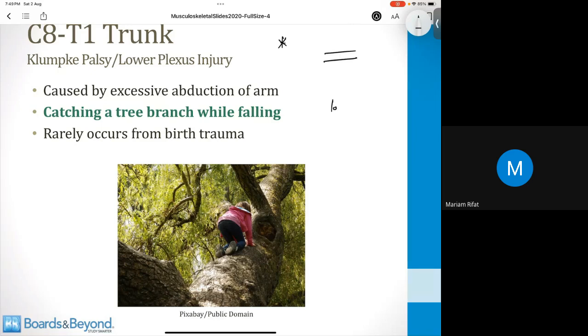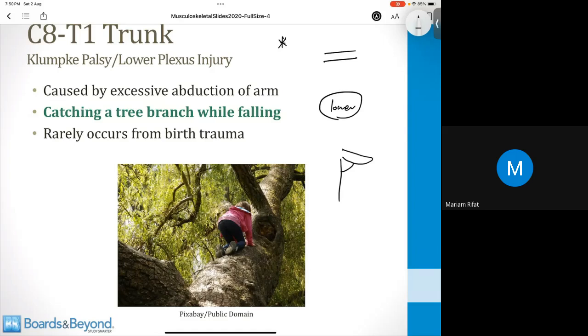Let's discuss the lower trunk. How can we have damage to a lower trunk? For example, if you have a child who climbed a tree and is falling, suddenly he just holds a branch of a tree, right? As he holds the branch, the angle between your arm and your abdomen is going to increase. In the MCQ, they're going to tell you the same condition.